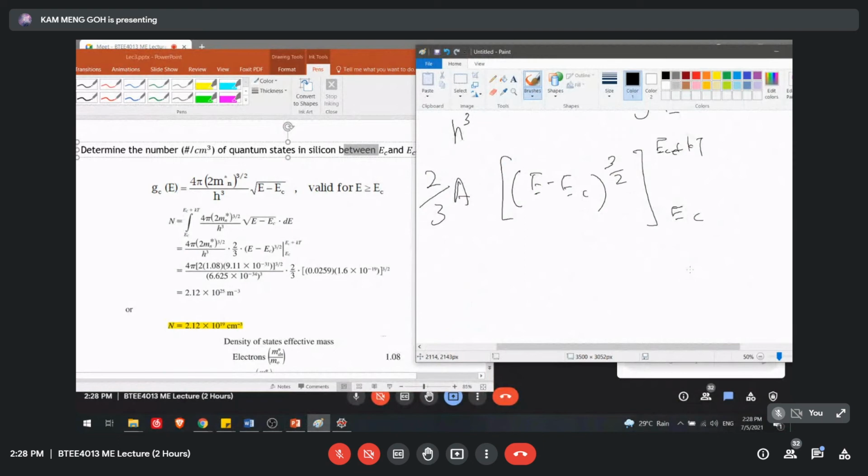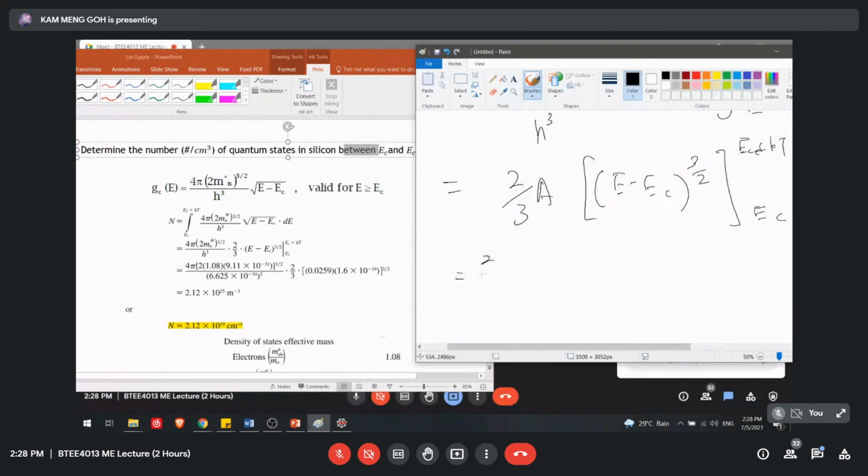Okay, and then in this case, we just replace this inside here. 2/3 A, EC plus KT minus EC, KT to the 3/2. Then this one is a minus 0. So we remain with this only.